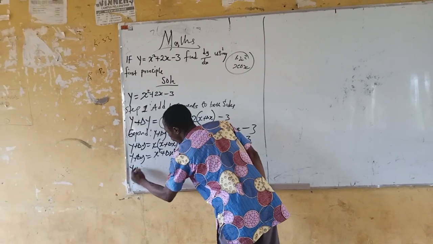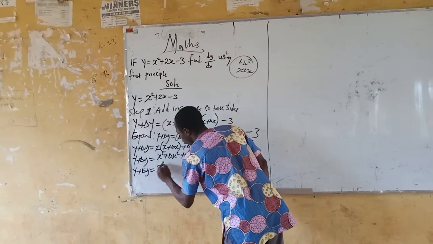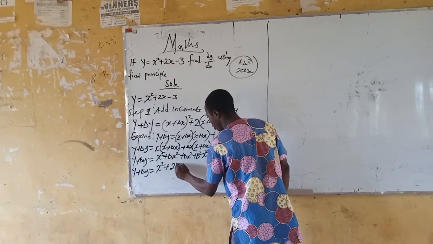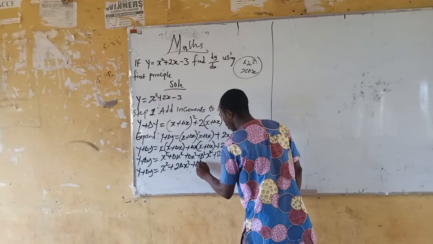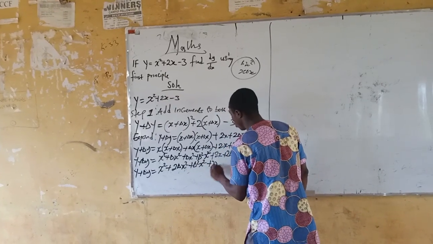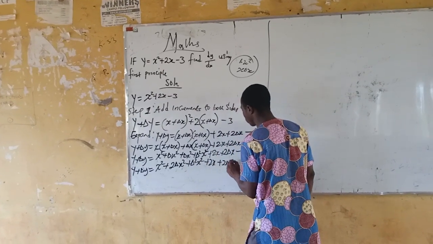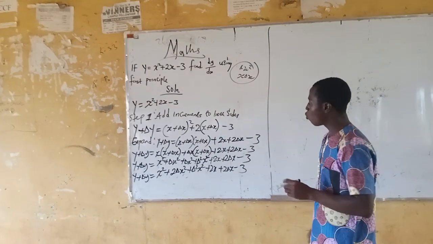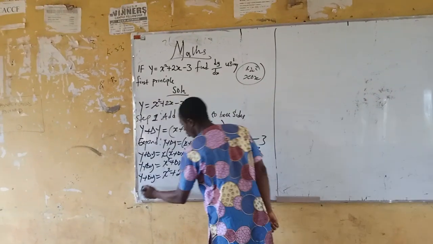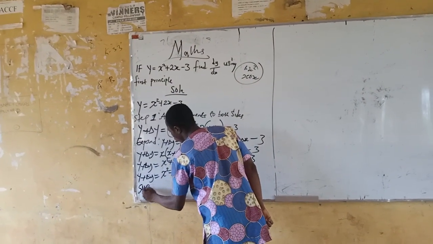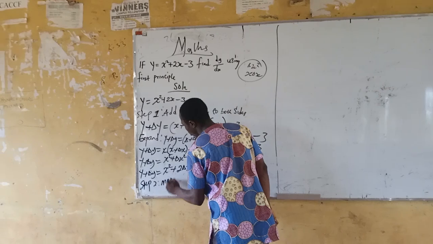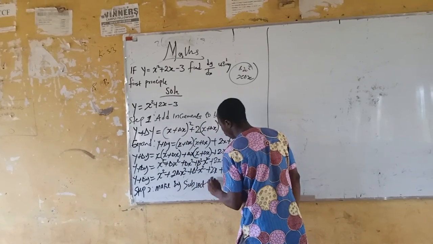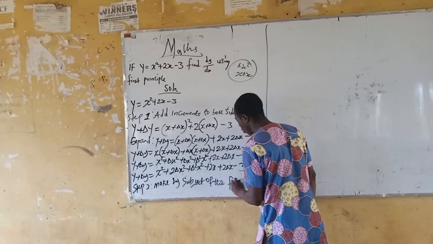Having y plus δy equals x squared plus xδx plus xδx, which is 2xδx, plus δx squared, plus 2x plus 2δx minus 3. Okay, that's my step 1. Step 2. Make δy the subject of the formula.